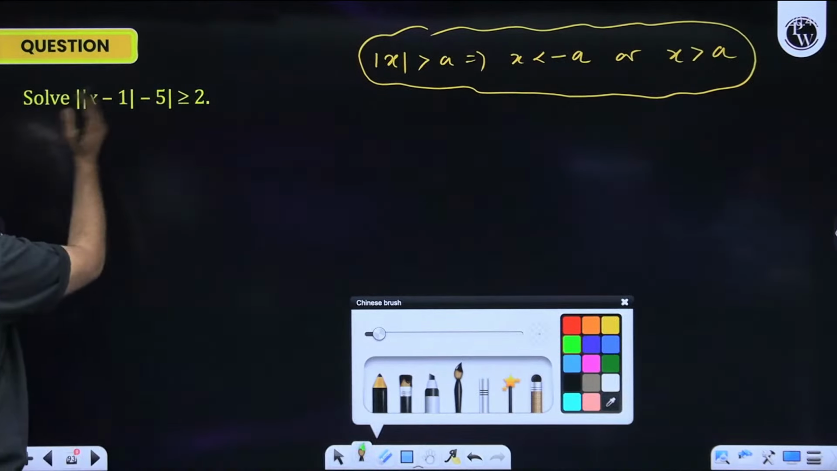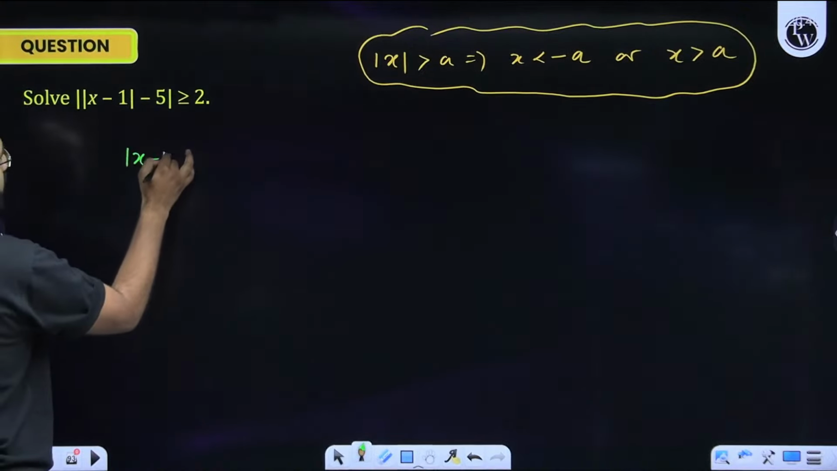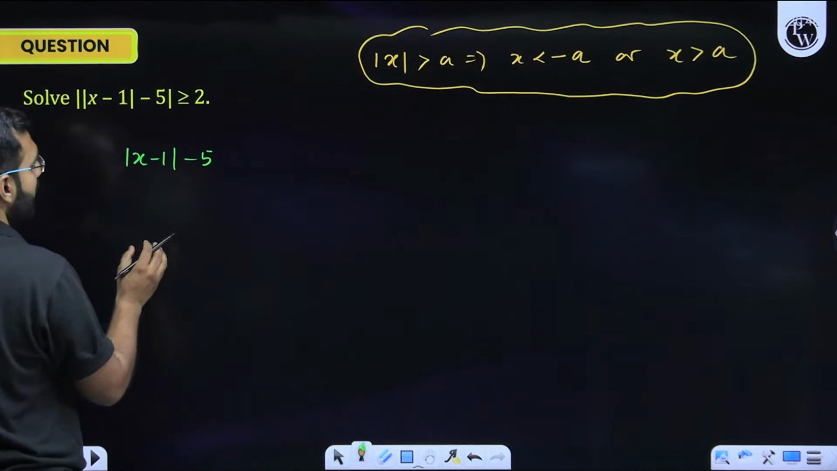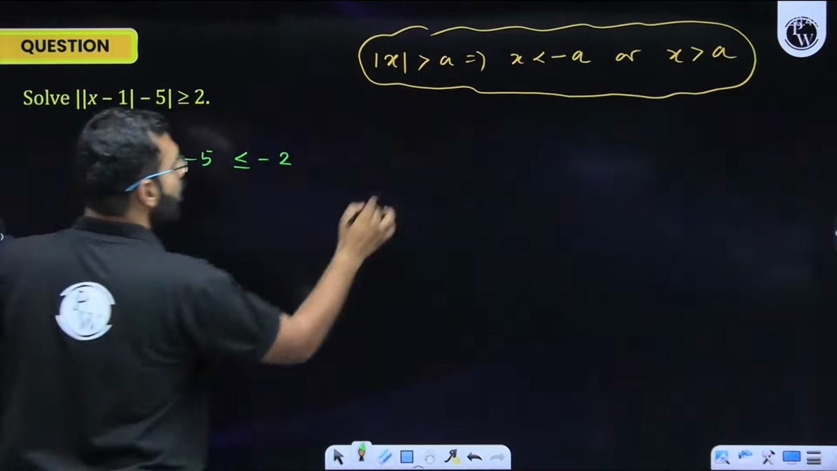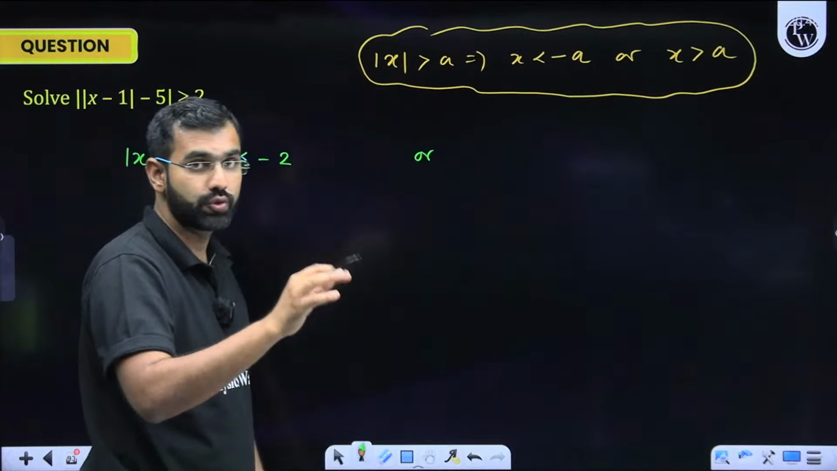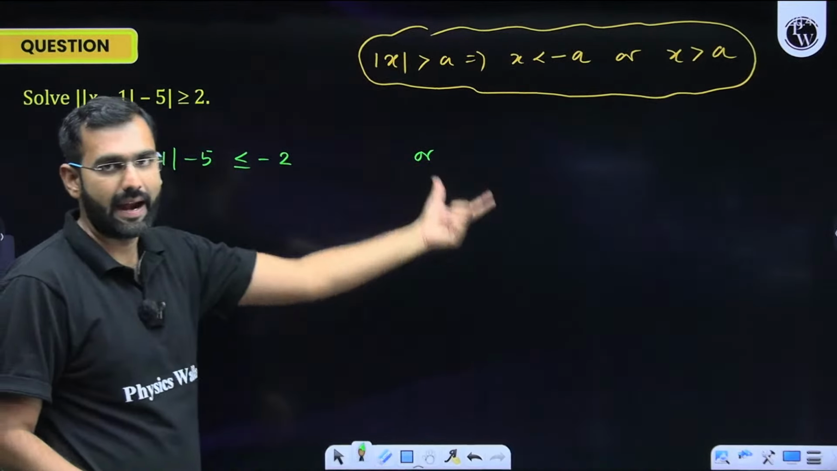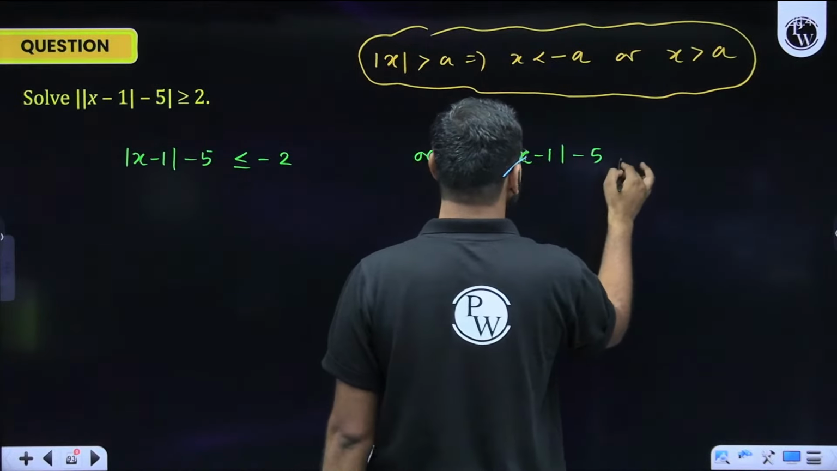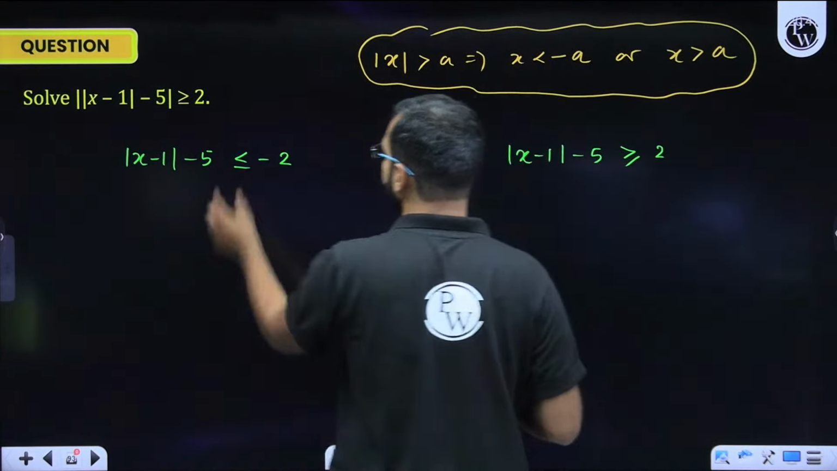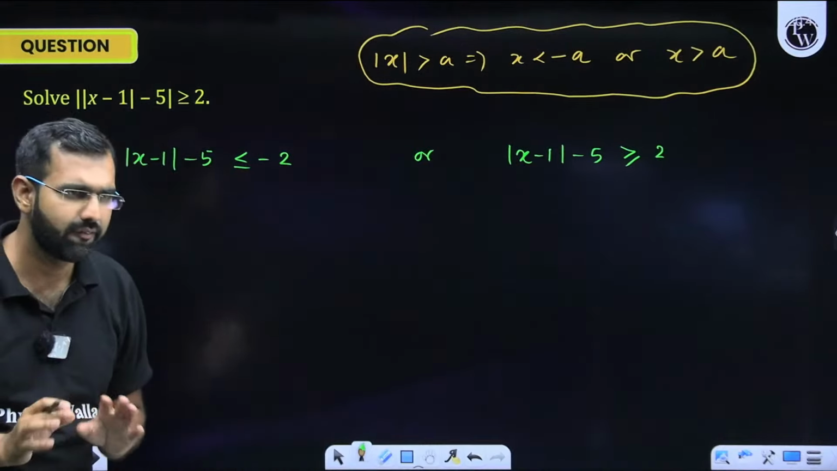If the outer modulus is removed, then mod of x minus 1, minus 5 will be either less than or equal to minus a, which is minus 2, or, ultimately I'll use the union between this answer and that answer, mod of x minus 1, minus 5 should be greater than or equal to 2, which is a. Everybody with me on this?